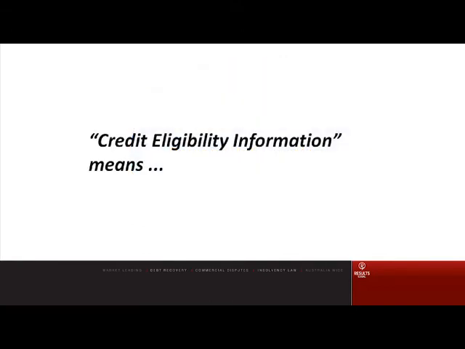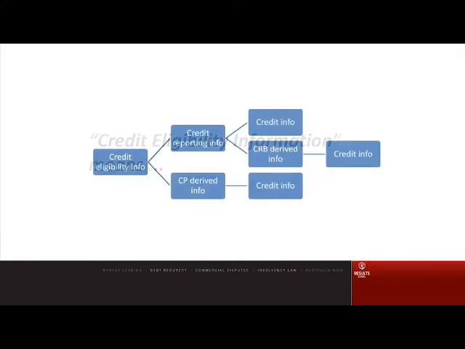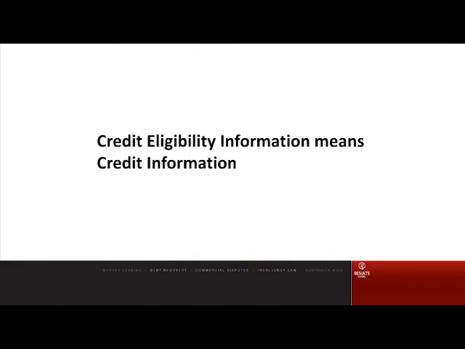Credit eligibility information means credit reporting information, and if it means that, it means credit information or credit report body derived information, which generally means credit information, or it could mean credit provider derived information, which usually means credit information. So in most instances, it means credit information. So let's just use that generic definition for the purposes of this morning. There are obviously permutations, but we won't get into them today.